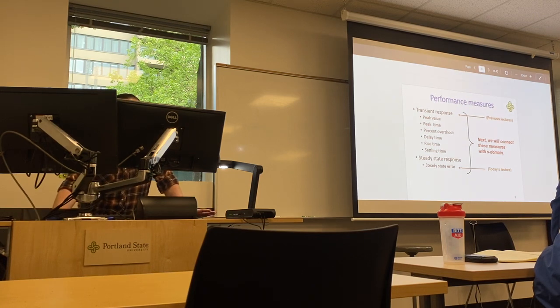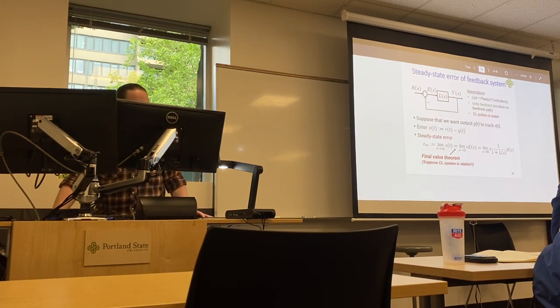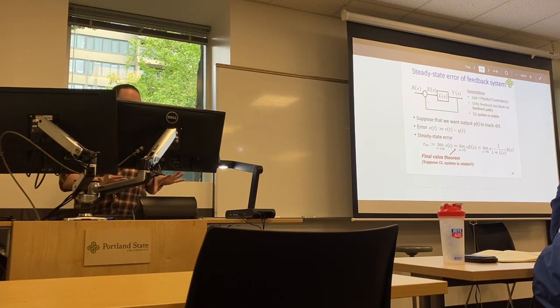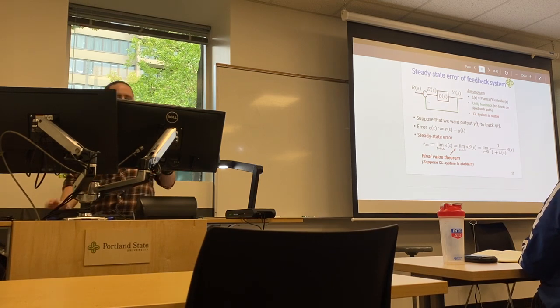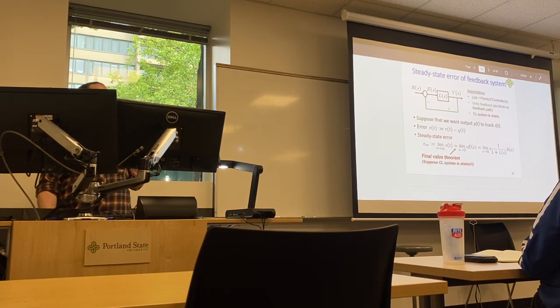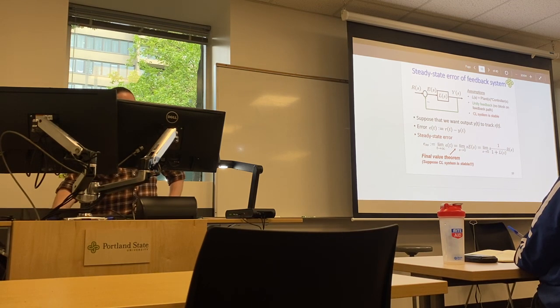So we have our performance measurements. We covered previously the transient response for peak value, time, overshoot, delay time, rise time, settling time, all of the above were time domain responses. Now we're going to connect these measurements in with the S domain to get our steady state error. So, looking at steady state error for the feedback, we're looking at a system in this case with unity feedback. So there's no sensor, no block in our feedback path. Now suppose we want the output y of t to track r of t. So we want no error signal.